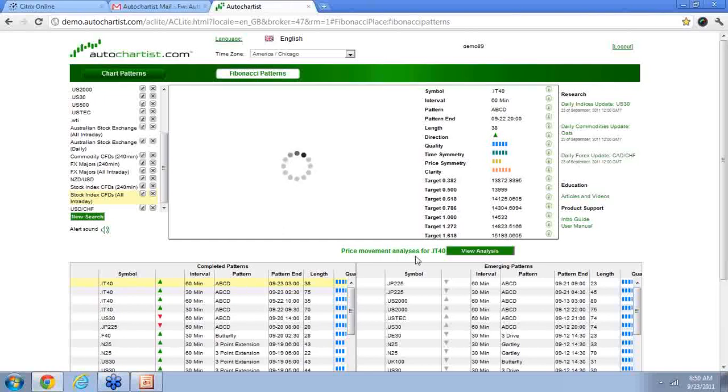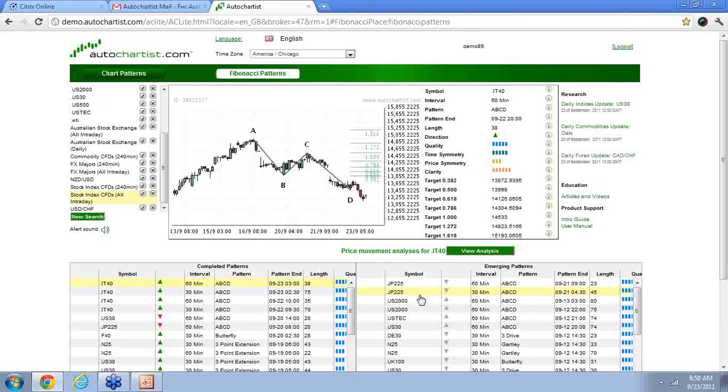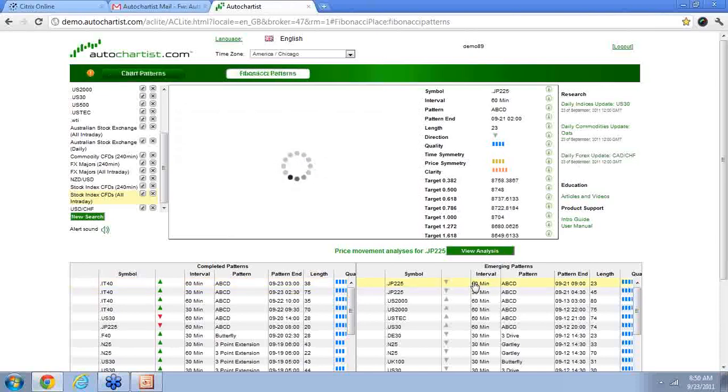It doesn't look like any Fibonacci patterns are coming up today. Actually, we didn't get any turns here, so it's just not a good day for counter trend trading. It looks like it's still a trending market.